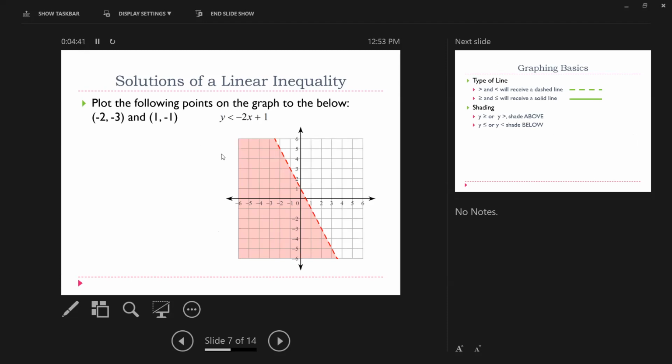The other point, (1, -1), where we go 1 to the right and down 1, is actually right on the dotted line. The dotted line is the boundary, but it's not part of the solution. It is not included, because our equation, and the graph it represents, is for less than.